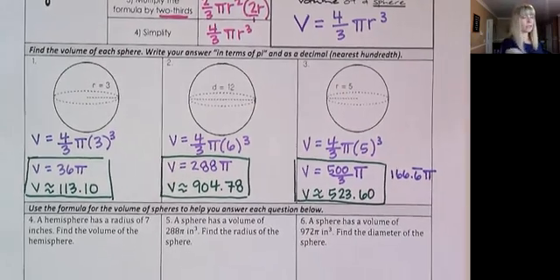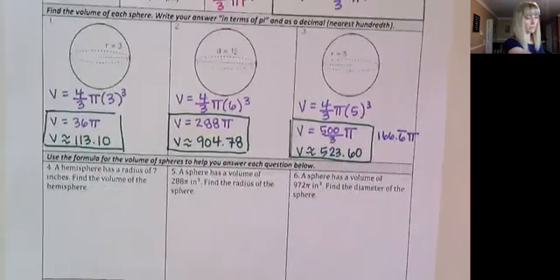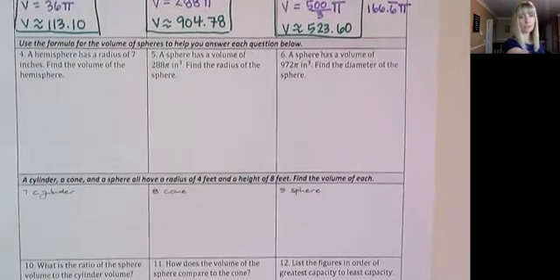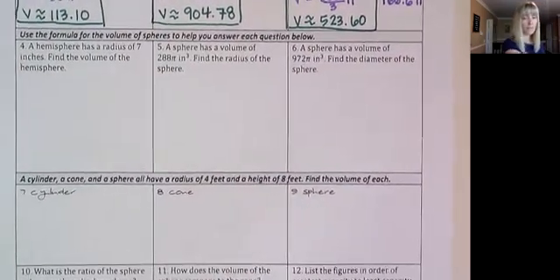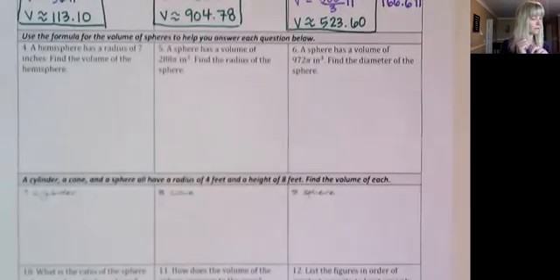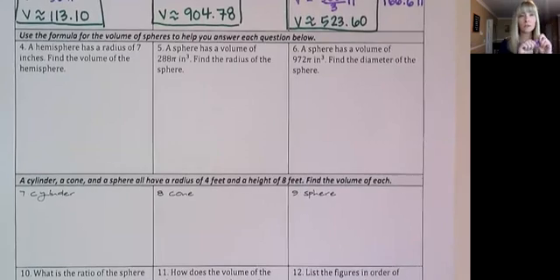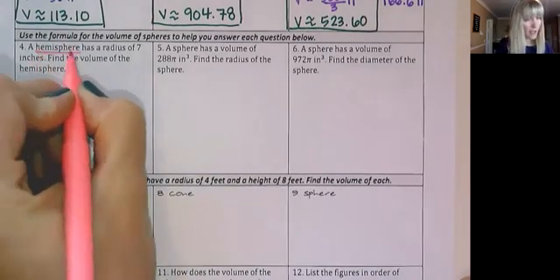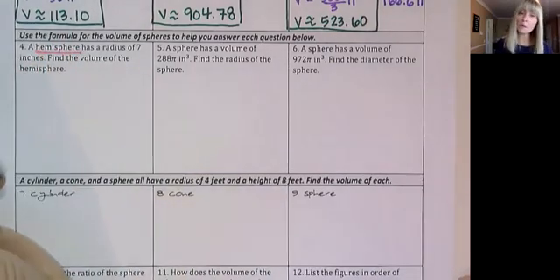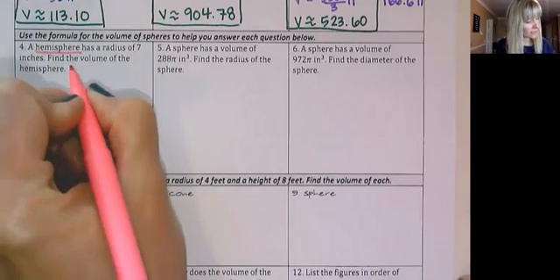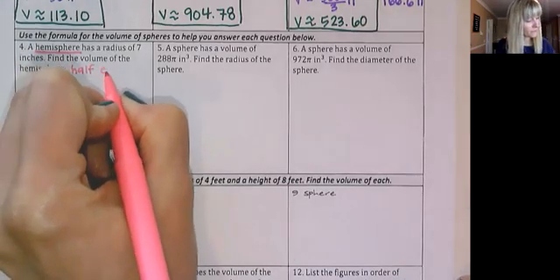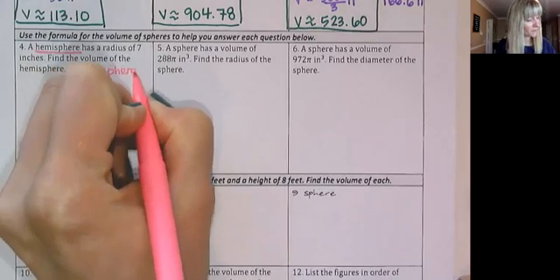Then, of course, we have some kind of different, weirder questions, just that we need to make sure we're familiar with how they work. So it says down here, use the formula for the volume of spheres to help you answer each question. First of all, number 4 right away has a word in it that, wait, what? A hemisphere? Do you guys know what a hemisphere is? If you don't know, I'm going to tell you right now. A hemisphere is half of a sphere. It's a half sphere. Hemisphere, half of it.